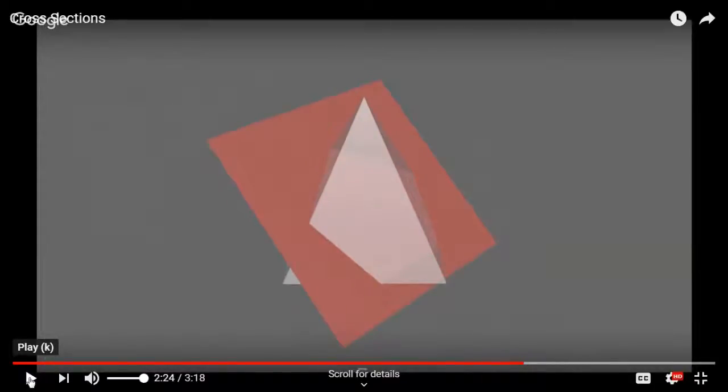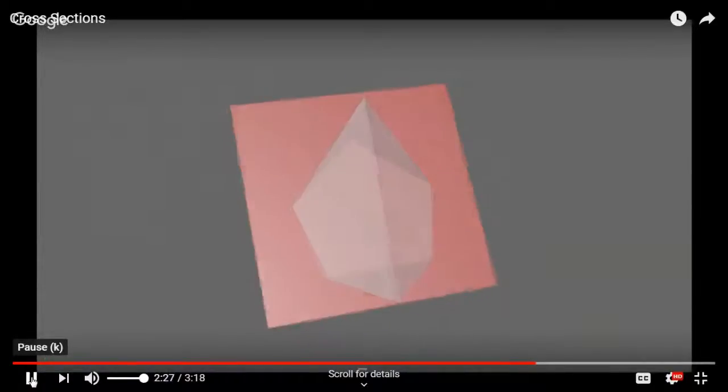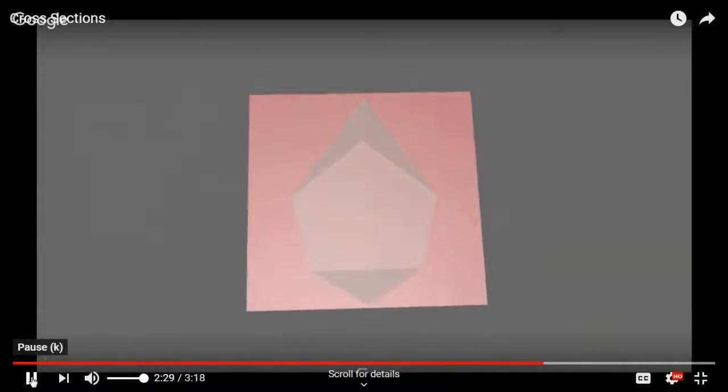Do we get this app or something? Because this app would be really helpful. In a pentagon. It's called a computer program. Bam, there.